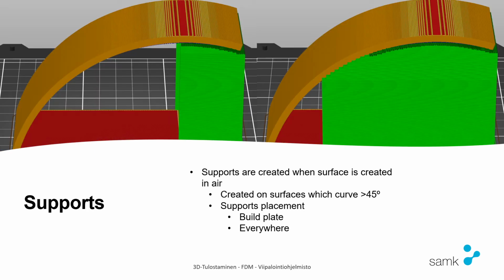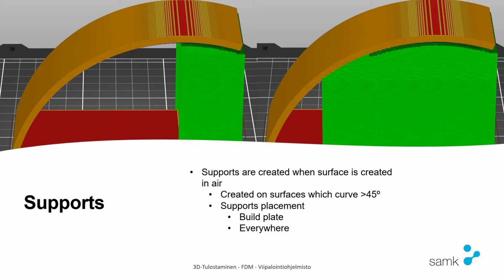Then there's the support setting. Supports are created when a surface is in the middle of the air and there's nothing below it, or when the angle is above 45 degrees. In the left image, there's a setting called use supports on build plate. So it will create supports only where the part hovers over the build plate. You can see that there are no supports in the middle of the part.